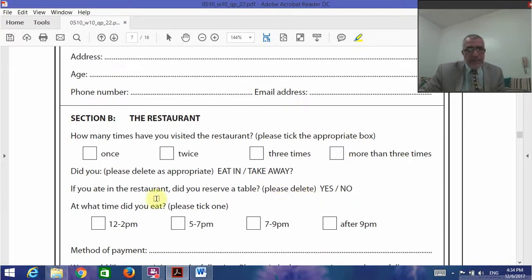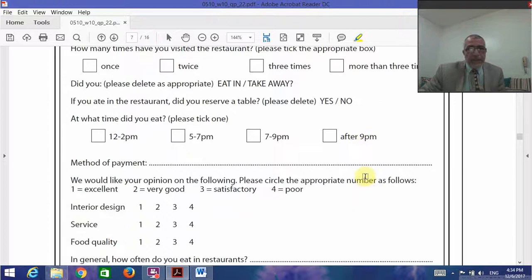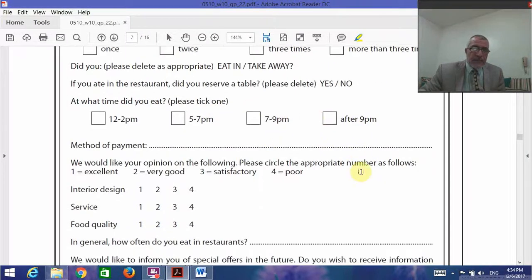When you delete, it says here, if you ate in the restaurant, did you reserve a table? Please delete. So once you reserve the table, it means that you need to delete no. But if you didn't eat, okay, and you didn't reserve a table, so you delete yes. So be careful with how to use please delete. You delete the unwanted answer, okay? And sometimes circle, okay, there is another tick here, so it depends.